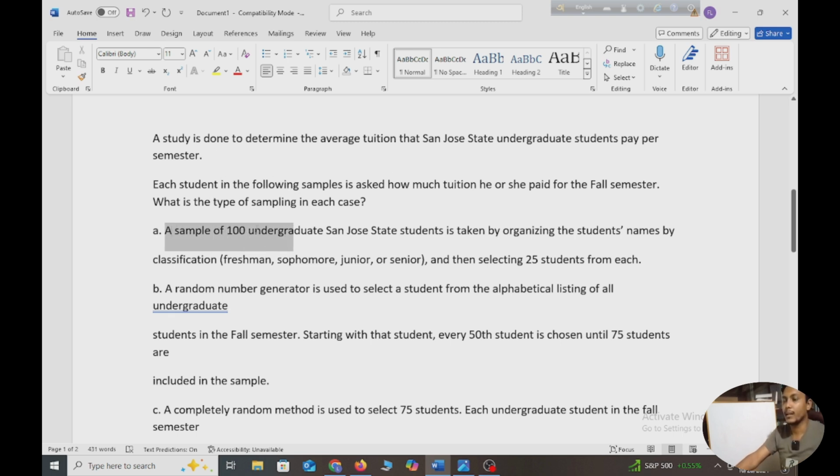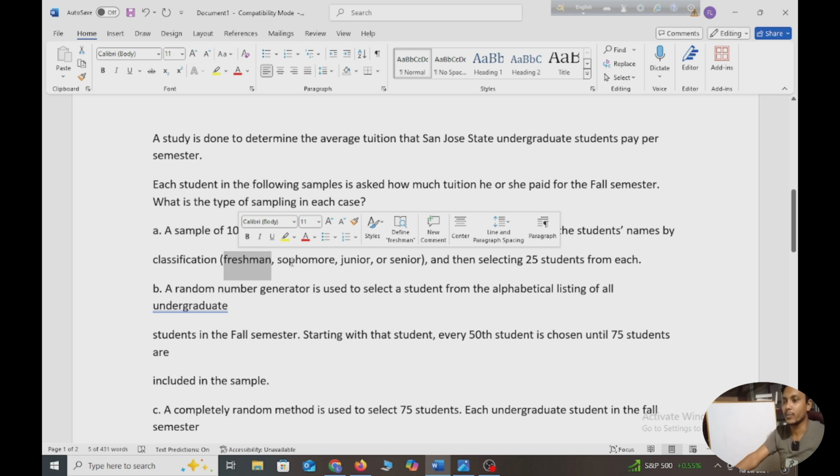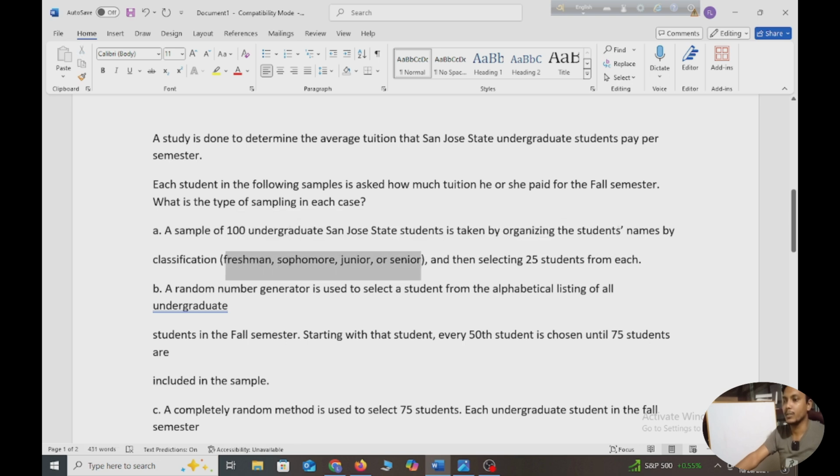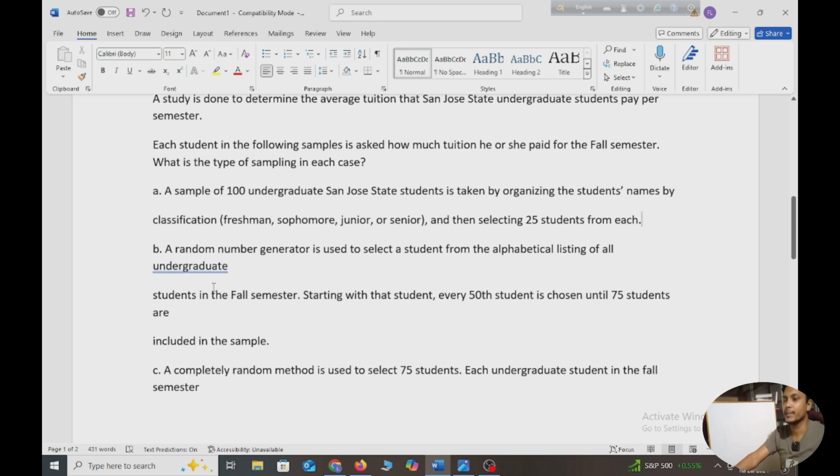A sample of 100 undergraduate San Jose State University students is taken by organizing students' names by classification: freshman, sophomore, junior, and senior, and then selecting 25 students from each. So we are dividing them into 4 groups, and from these 4 groups we are taking 25 from each. So we are taking from all of the groups. So this is a stratified sample, right?